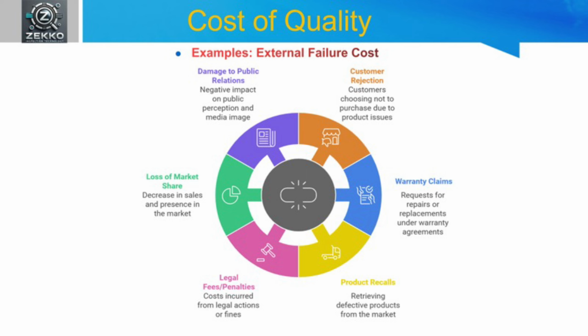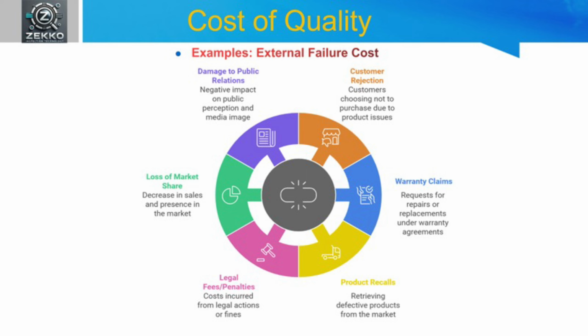Then product returns. The cost associated with handling and processing returned defective product, including shipping, restocking, and disposal. These are the costs where the product is returned, and that return cost is also borne by the manufacturer. Then again reshipping, then stocking of the material. If that particular product does not comply with the standard or cannot be repaired, then disposal of the product also involves cost. That is called product returns.